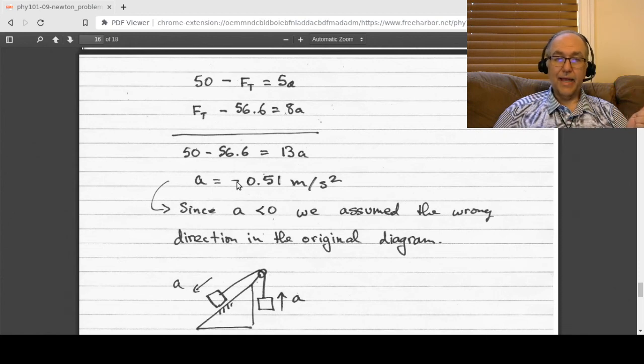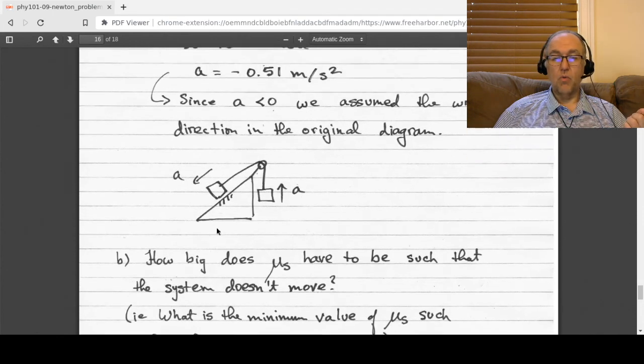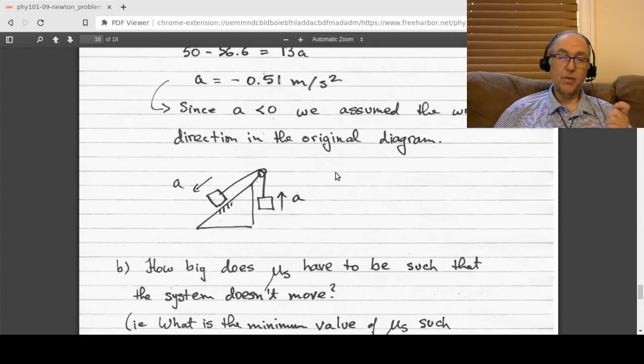Okay, it's negative. And what did we say? Well, we must have guessed wrong. And so when we go to write out the final answer, we would say that this thing is accelerating at 0.51 meters per second squared in the direction opposite to that indicated in this diagram. It turns out that M2 is actually accelerated up and M1 is actually accelerated down the inclined plane, which was the opposite of our original assumption.